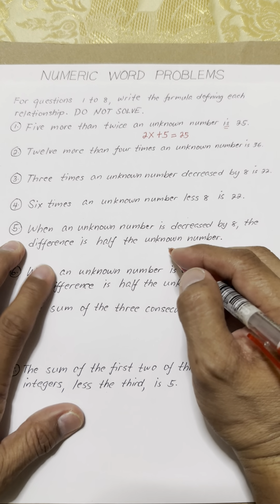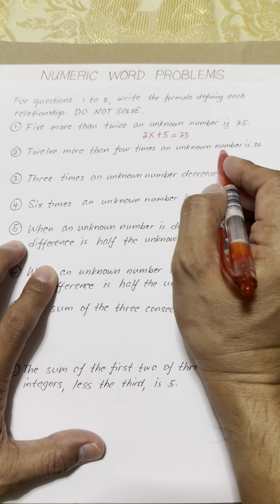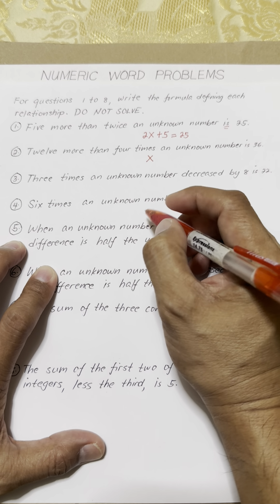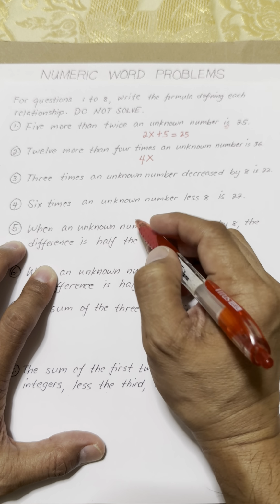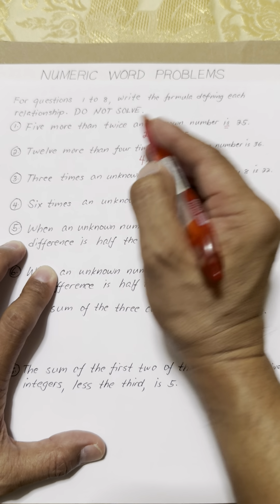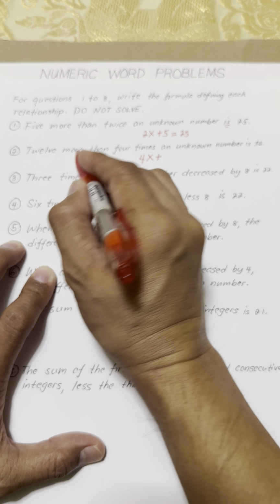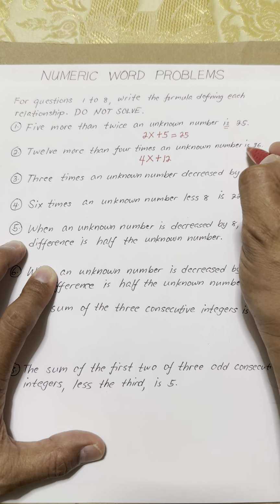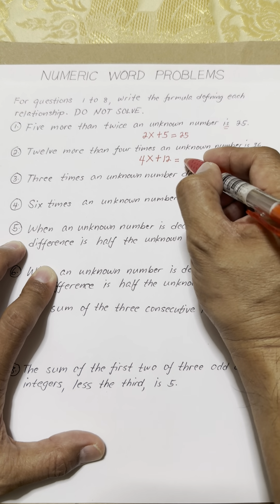Number 2. 12 more than 4 times an unknown number. Again, we don't know that number, that is called unknown. And we have 4 times an unknown, so 4x. Again, there's the word more, so it means plus. So 12 more means plus 12. And then we have another word, is. Is means equals. Then 36.